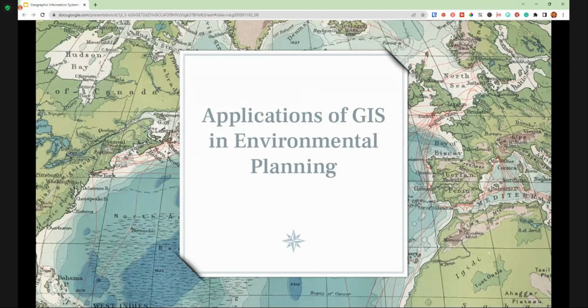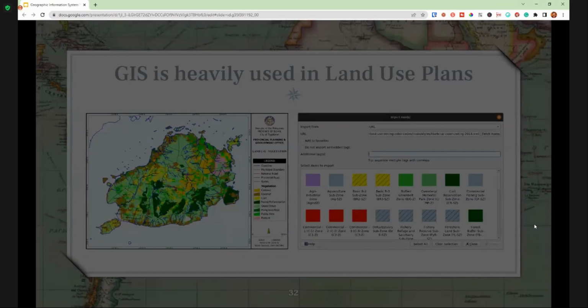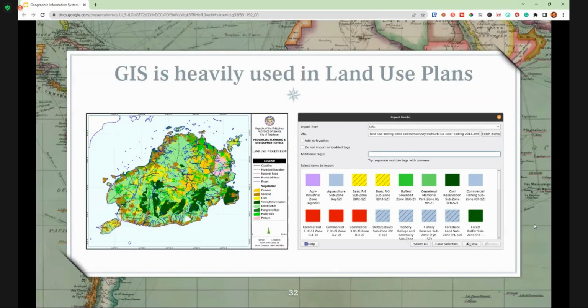Okay, so I think this is the last part of my presentation. I will show you some applications of how GIS is being used in environmental planning. Of course, as a lot of environmental planners know, we heavily use it in land use plans. This is an example of a vegetation map in Bohol. We use this to identify how land is being utilized in a given area.